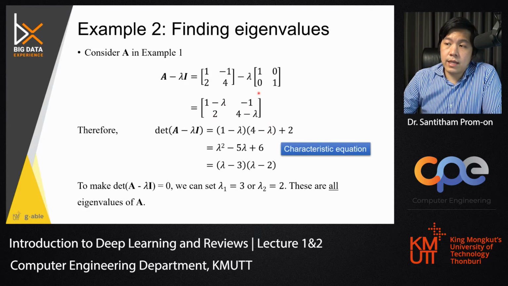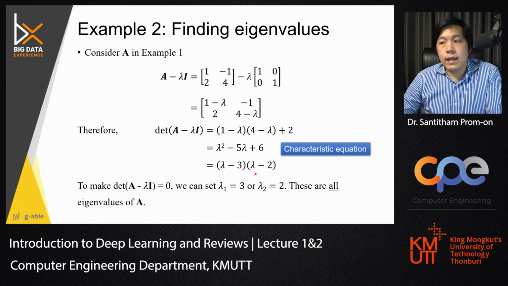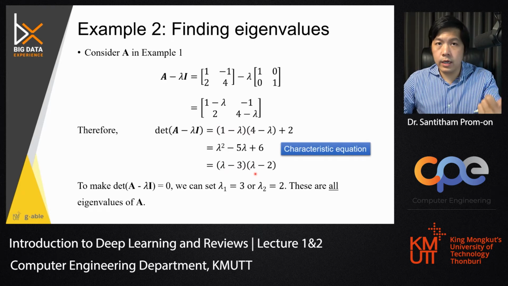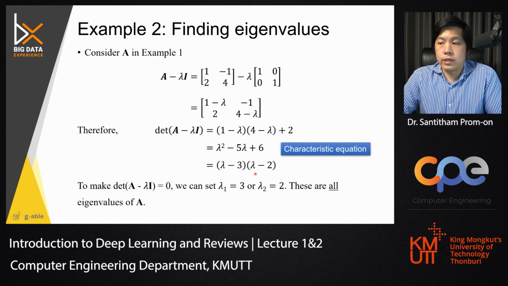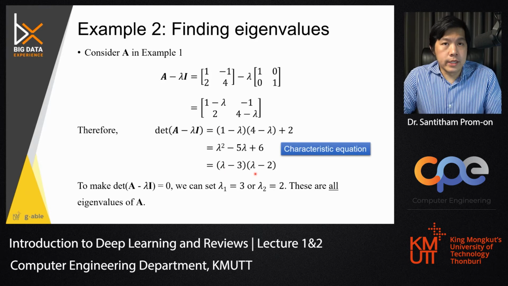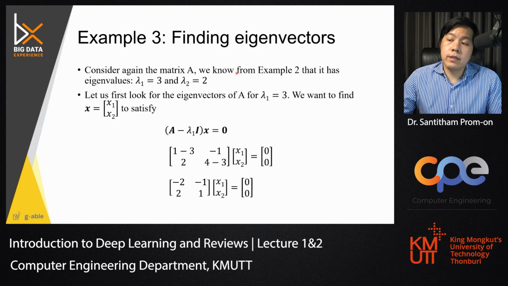You have (1 minus lambda)(4 minus lambda) plus 2, because multiplying up you have minus, and with the minus you get plus. Then you have lambda square minus 5 lambda plus 6. Just multiplying them here, and then taking the factor, this is (lambda minus 3)(lambda minus 2). That means there are 2 eigenvalues for this matrix, 3 and 2, right? Or the 2 roots of this equation.